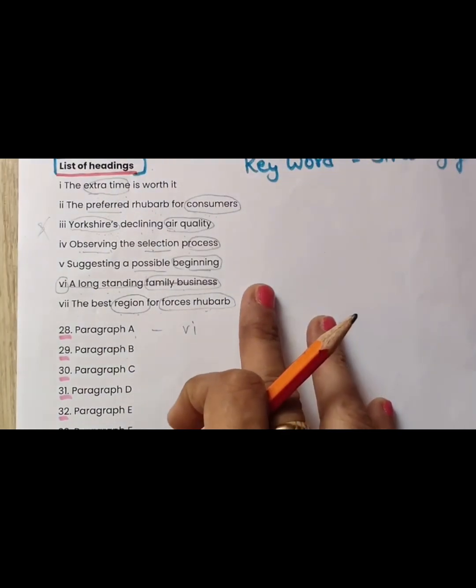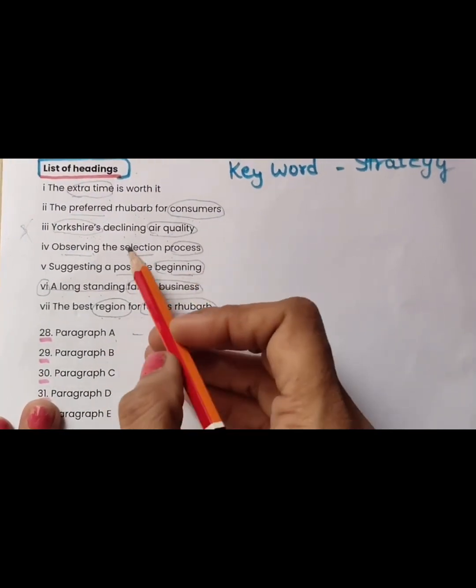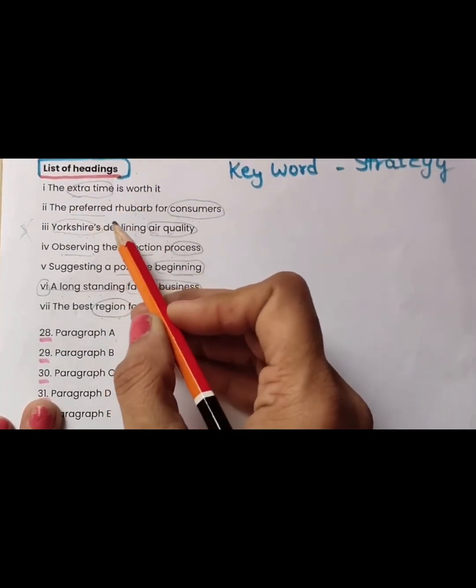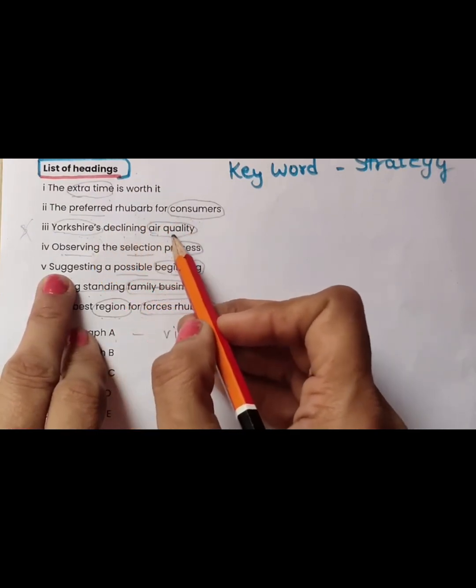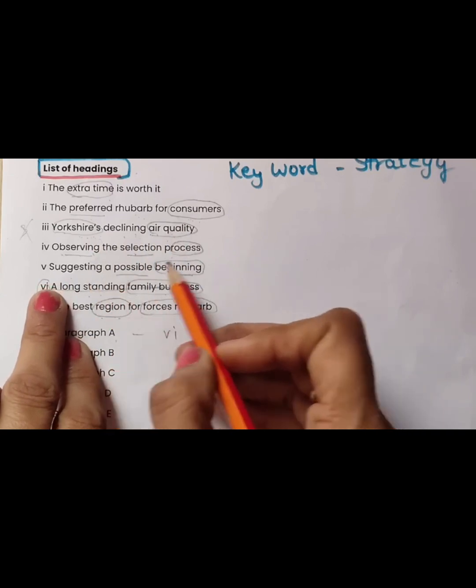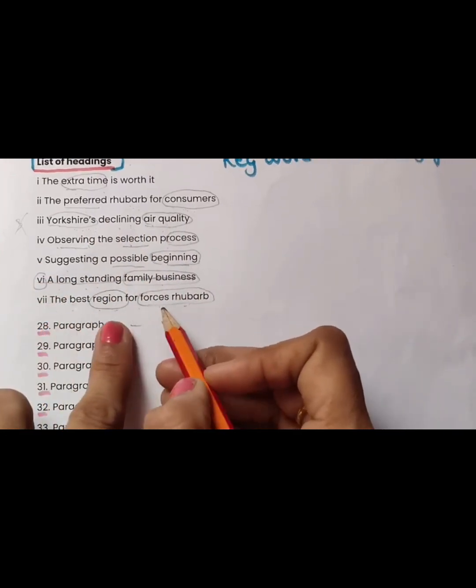So here somewhere they were saying about, see this, extra time is not there, preferred rhubarb for consumers is not there, declining air quality is also not there, selection process not there, suggesting the best region for forced rhubarb.